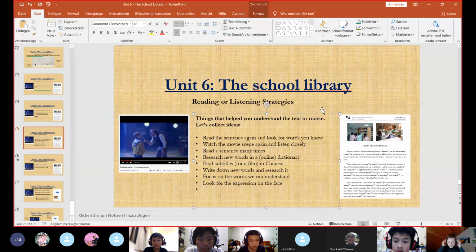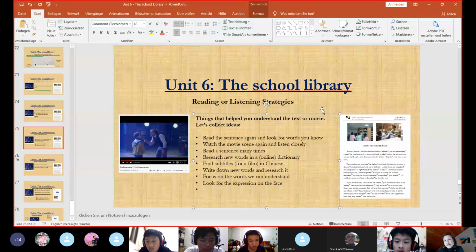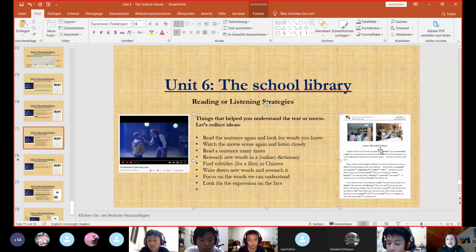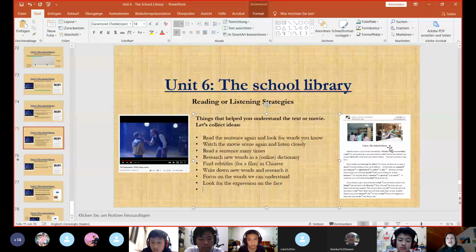Okay, and let me see, what else can we do? Do you have any more ideas? I think there's also one thing that can help us to understand a text or a film. Let me give you a hint. When we look at the headline, at the title, that can also help us sometimes when we know, okay, this will be about a library. Same here, library scene. So this can also help us sometimes just to understand what might happen or what the text might be about.